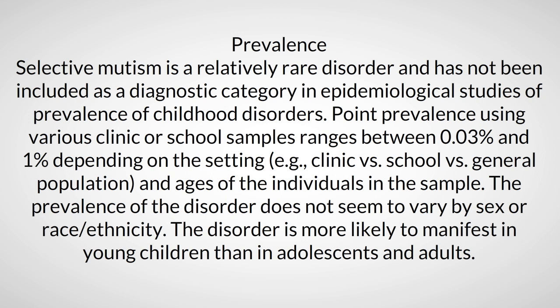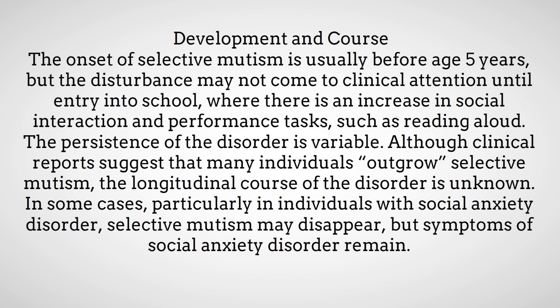Development and course. The onset of selective mutism is usually before age 5 years, but the disturbance may not come to clinical attention until entry into school, where there is an increase in social interaction and performance tasks, such as reading aloud. The persistence of the disorder is variable.